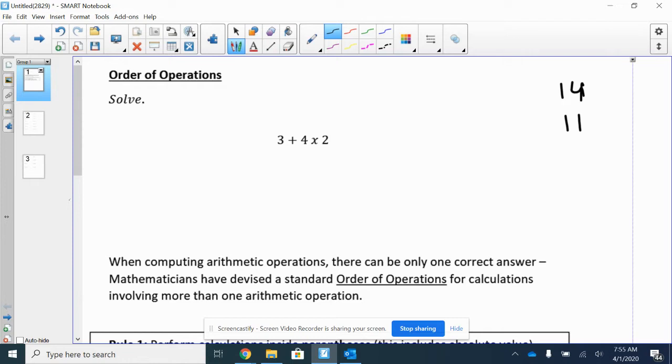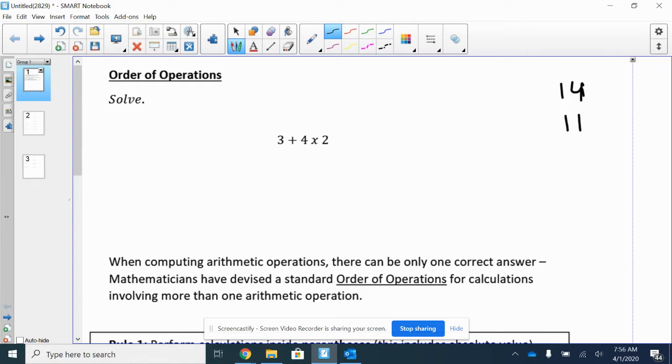Students that get 14 are just going left to right. They're doing 3 plus 4 is 7, times 2 is 14. Students that are getting 11 are doing 4 times 2 is 8, and then adding 3 to that for 11. So which way is right?